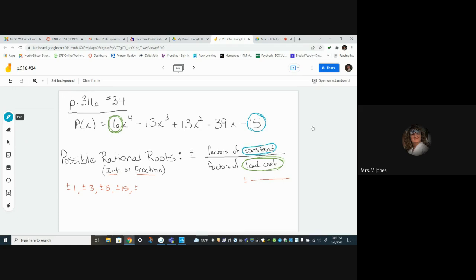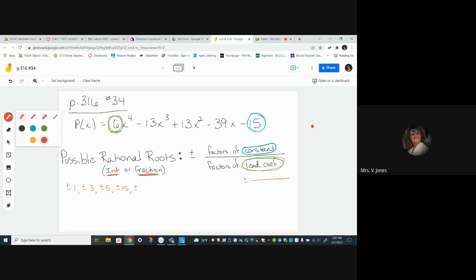Now, keeping in mind that we're trying to find all the possible rational roots, rational numbers are either integers or they're fractions. So it's one of those two. So what we do is we start writing these fractions. We're going to write the factors of our constants on the top and the factors of our lead coefficients on the bottom. And that will make us form some new numbers. So I've already started a little bit here.